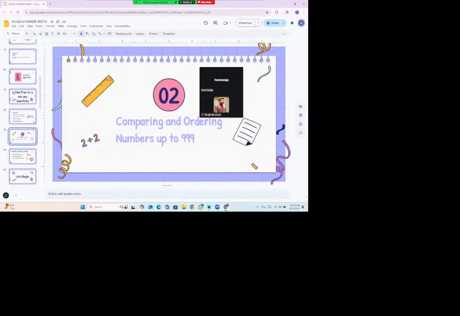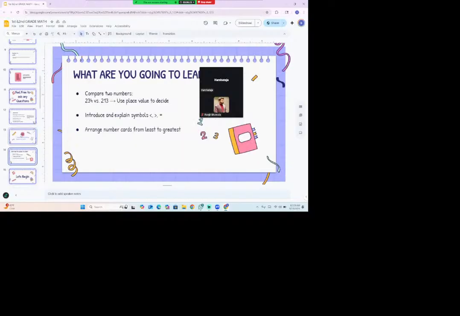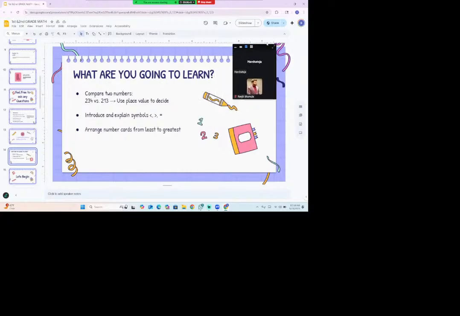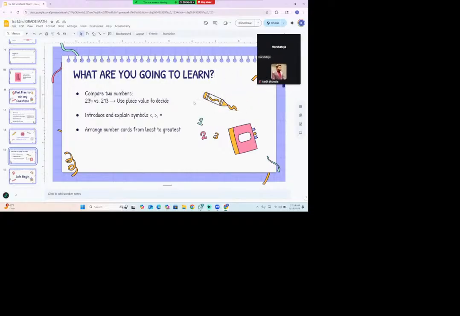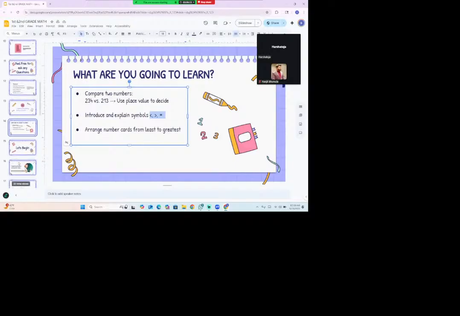And so, comparing and ordering numbers up to 999. You're going to learn to compare two numbers, 234 versus 213, and use place values to decide. Introduce and explain these symbols. And you're going to learn arranging number cards from least to greatest.